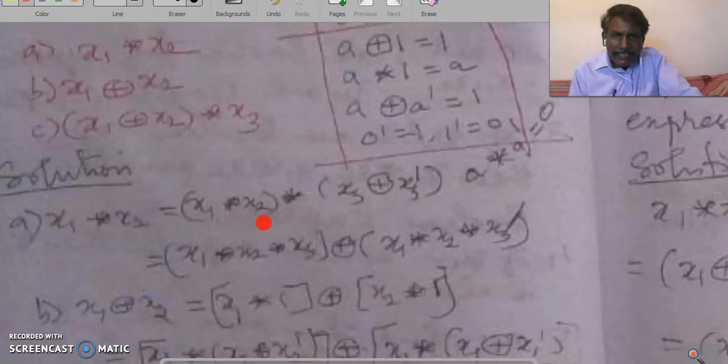How can we write this? X1 meet X2 meet X3 join X3 dash. You understand that in the formula, A join A dash is equal to 1. So in the place of 1, I am writing this, and we are applying this idea, A meet 1 is equal to A. So I am writing X1 meet X2 meet 1.